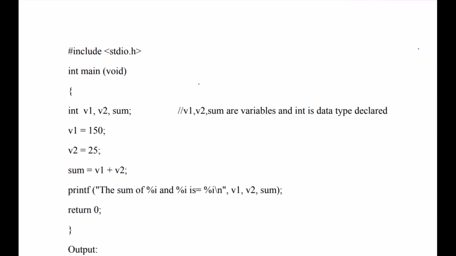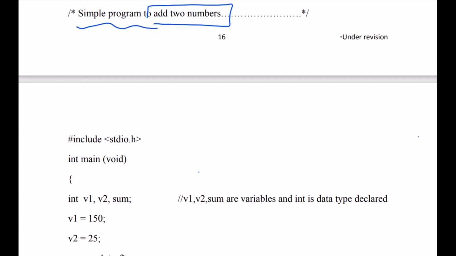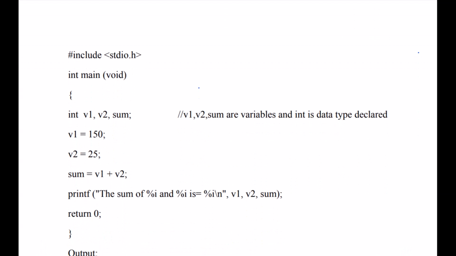In the last class, we have learned the steps for compiling and execution of a program. Now, let us have a look at a program so that we can get a few ideas about programs. So, now let us learn about a simple program to add two numbers. First, we are going to take a preprocessor directive.